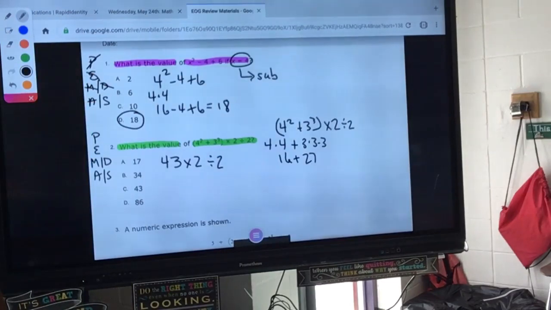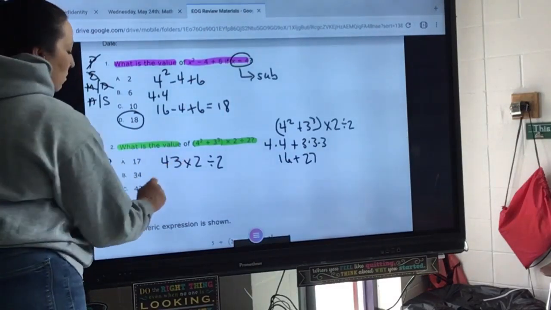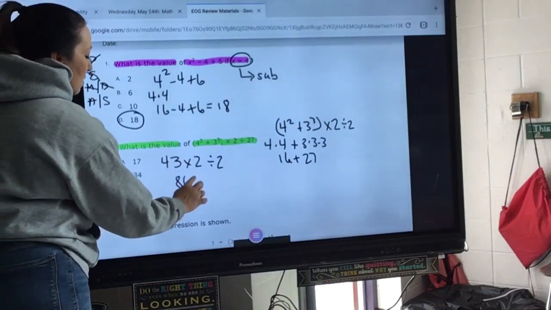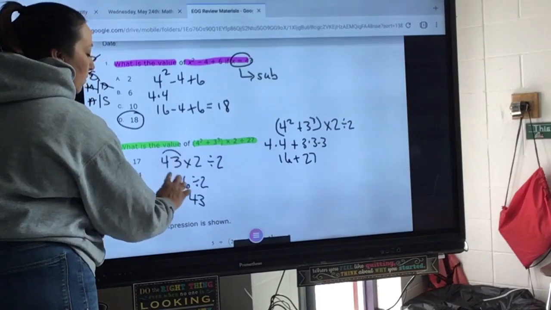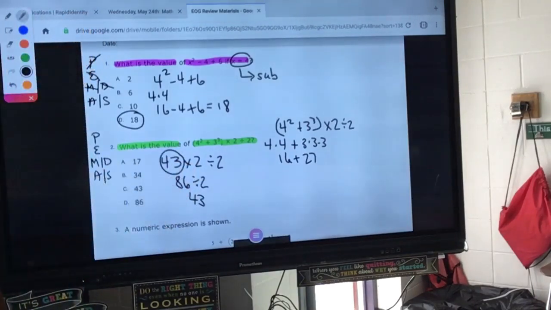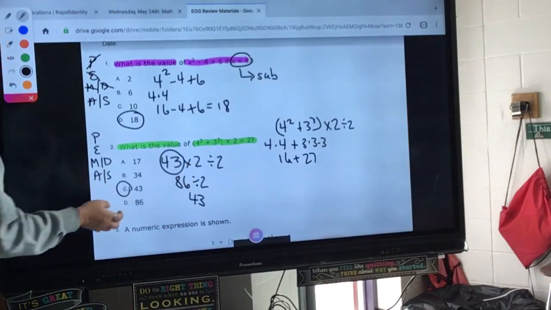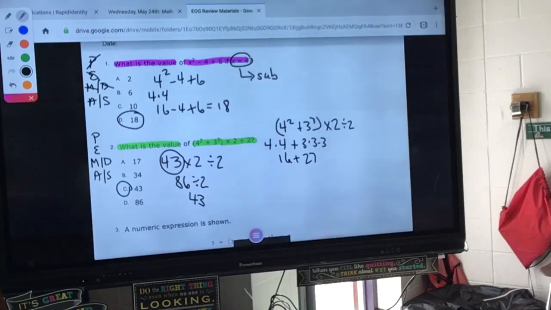How many of you see it? Okay. So, for those of us that don't see it, when we multiply 43 times 2, we get 86. And then when we divide it by 2, we get 43. Okay? Again, nothing wrong with finishing that problem and getting your answer. But also be mindful that sometimes it's right there. Does that make sense to everybody? All right, go to number 7.